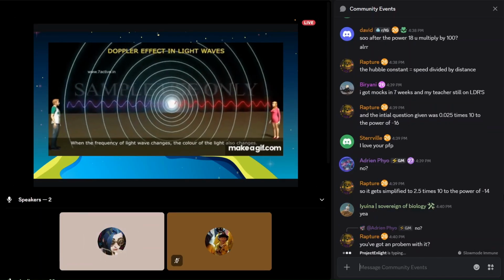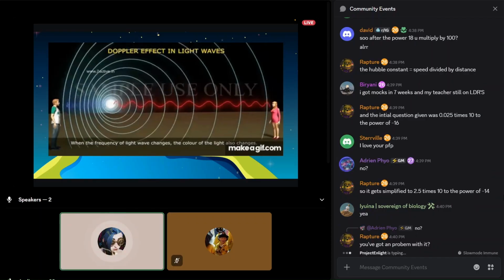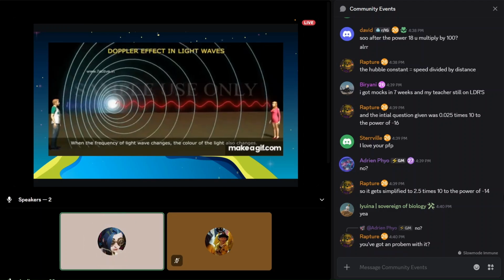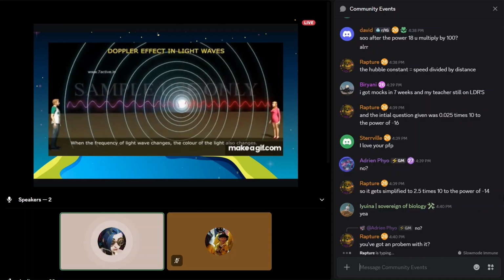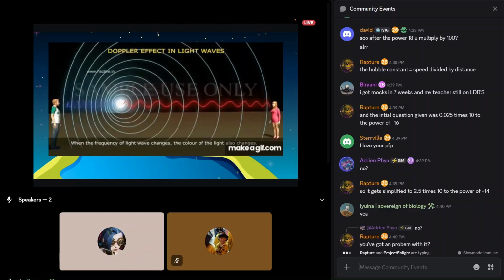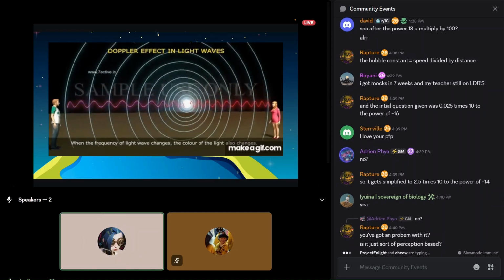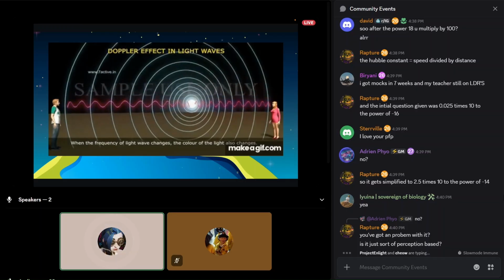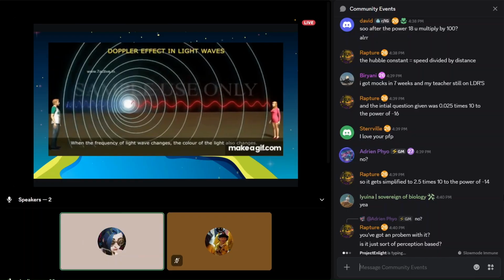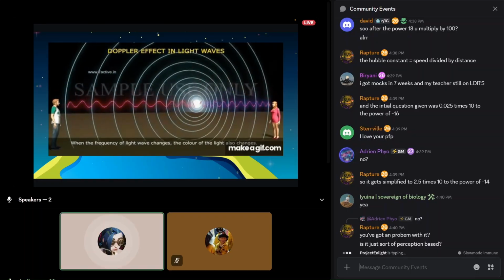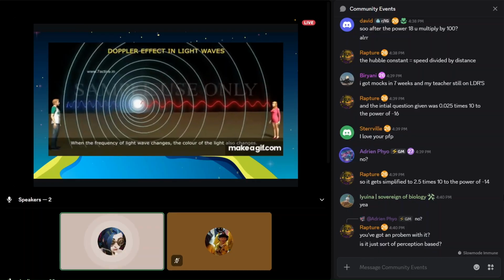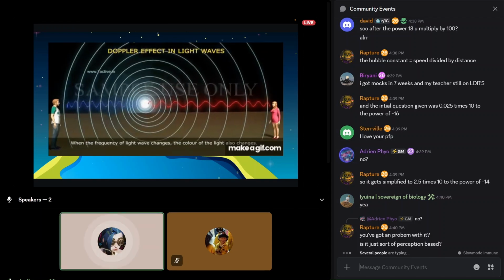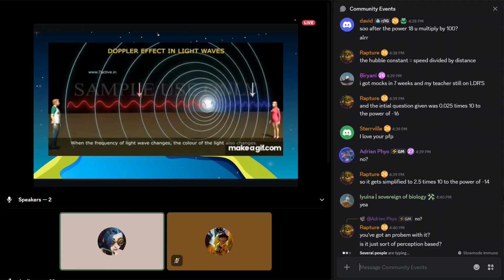So when the wavelength gets longer, it gets redder, right? And when it gets shorter, it gets bluer, more violet, because that's how the electromagnetic spectrum works. You understand? Yes, it is perception based. It's based on the observer's view. So the actual wavelength doesn't change. The actual source doesn't inherently change its wavelength. It's just observed differently based on whether it's coming closer to you or moving away from you.